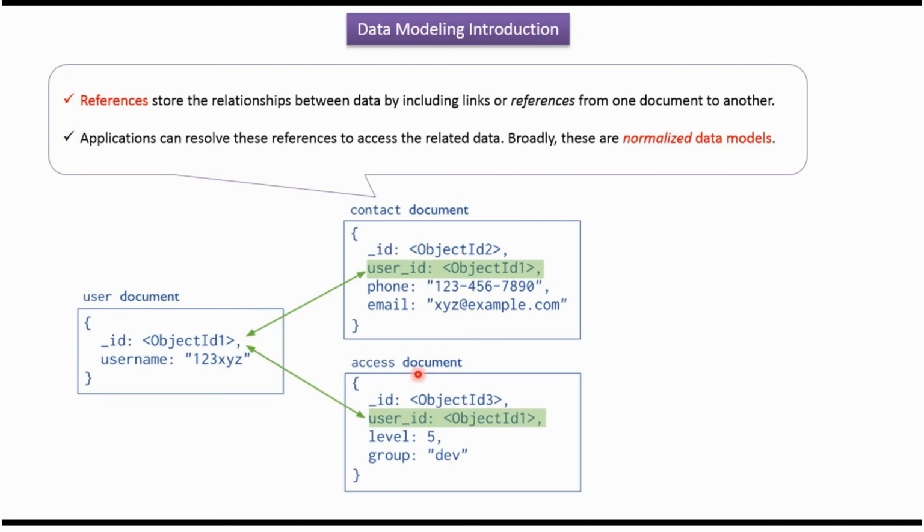Here you can see an access document. It will be in the access collection, and it has underscore id, which is the primary key, level and group. And it also has user underscore id, which refers to the user document. This way we will know that for this username, this is the access information. The user document, contact document, and access document are in different collections, and they are related using this user ID reference. So this is an example of a normalized data model.